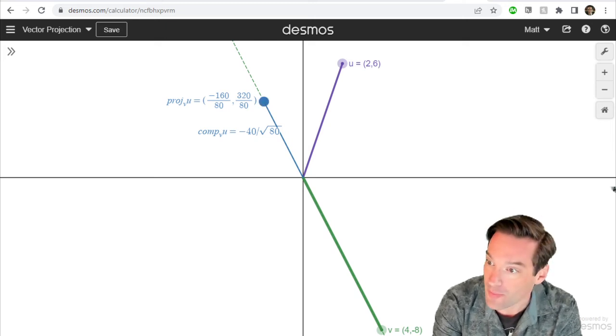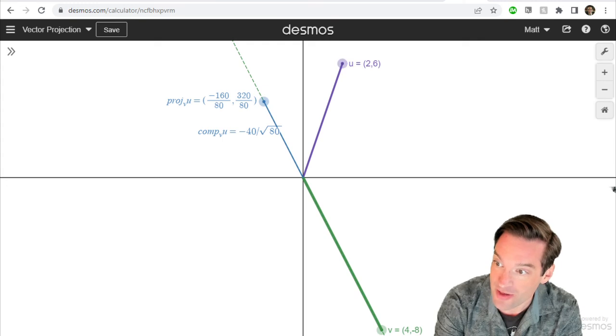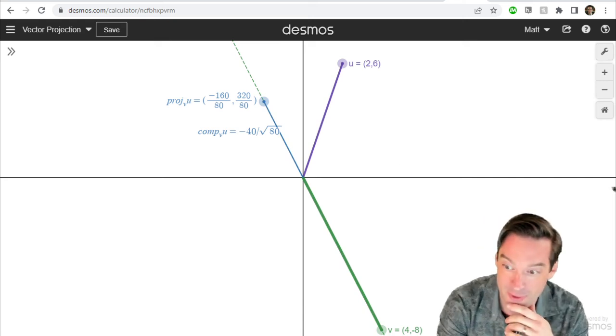So now that we know that minus 2, 4 is the projection, how could we find a vector that points from there to u? So that would be something perpendicular to this. Right? So how do we get a vector that points from one point to another point? We're going to be doing a lot of that actually today.